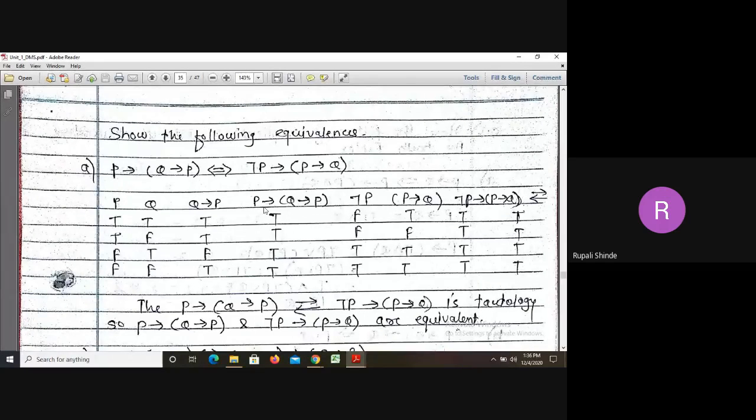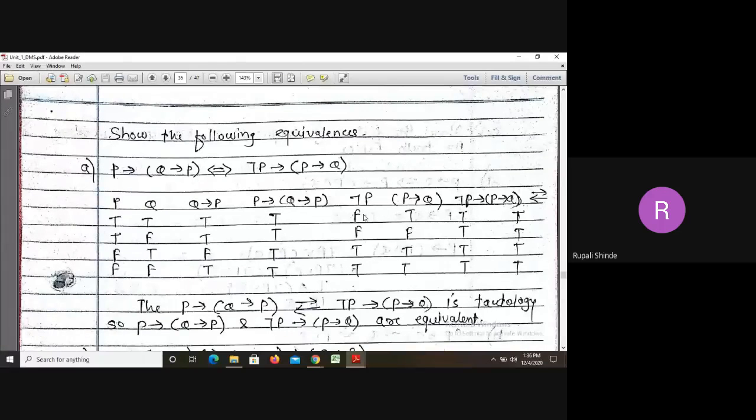Now next column is P conditional Q conditional P. So we have to take here conditional between first and third column. So again we have to check whether there is any combination TF. Check, in the first column we need T and in the second column we need F. No, there is no combination that is containing TF. That's why all the values are T here.